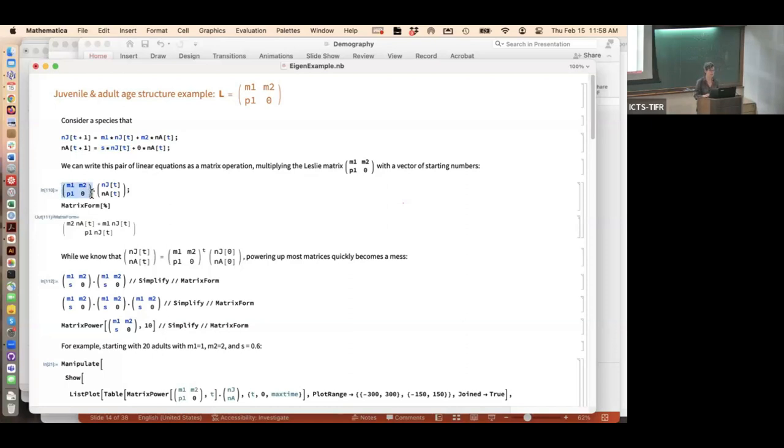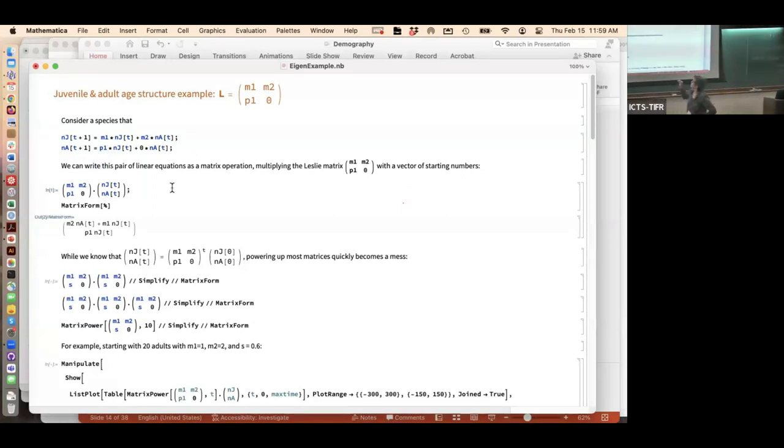And I can write it in matrix form. This is a Leslie matrix, and this is the vector of juveniles and adults in the previous time step. Let me quit the kernel so we can start everything fresh. So this is saying that in the next time step, after one iteration of this matrix times that vector, we have M2, the newborn babies of the adults and babies of the juveniles, and the only adults we have are the ones that survived. This is the same result that we have up here, M1 NJ plus M2 NA, and I'm using P now to represent the survival, P1.